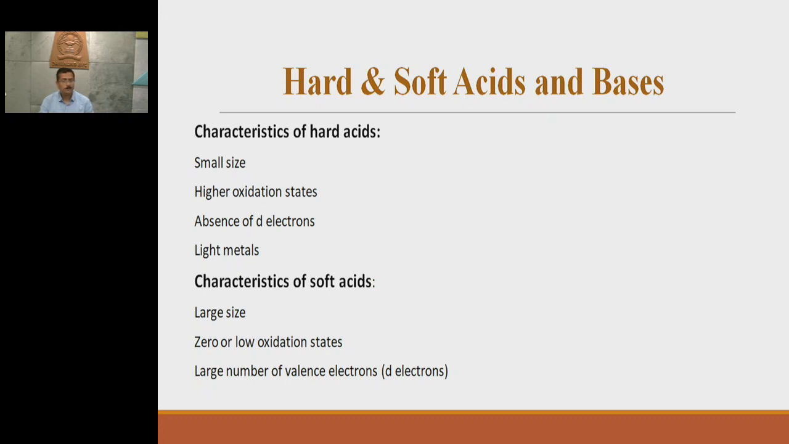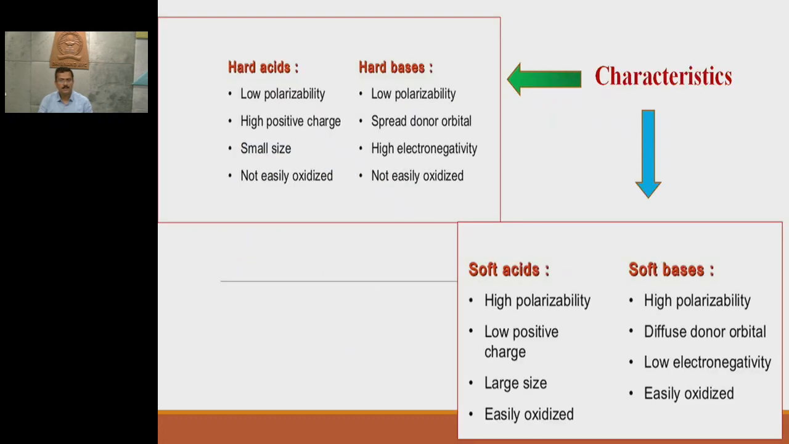From the angle of soft acids, when we see their characteristics, they are again larger in size, and not only large in size but also have a lower oxidation state or zero oxidation state. There are a number of valence electrons. This is due to the presence of d electrons. So we have to see how it works in this context.